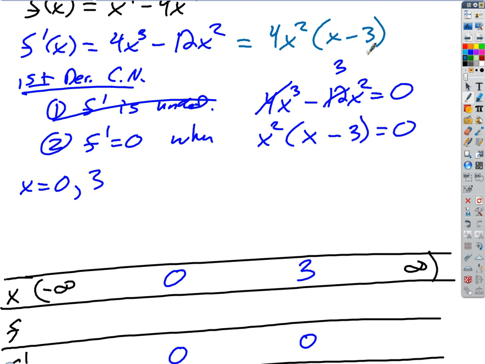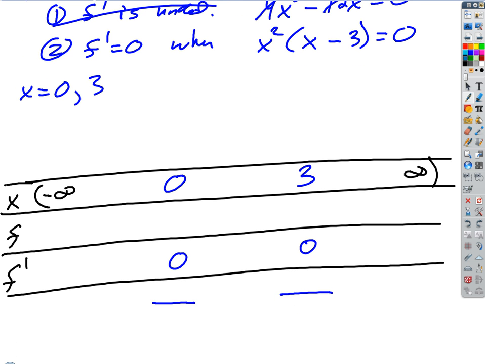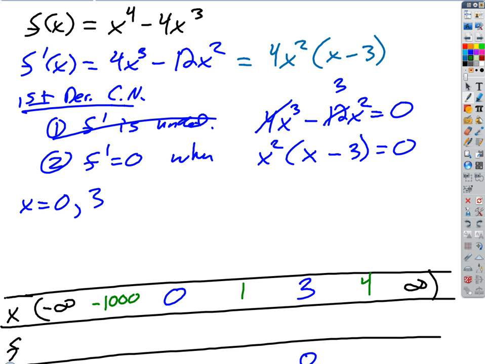We can use that factored form to analyze the sign of the first derivative at our test points, and just get some signs, plus or minus, on these intervals to see what's going on. So pick some values. What are our test points? Negative 1,000, okay. 4. Okay. I'm going to pick one. How about 1? Okay.